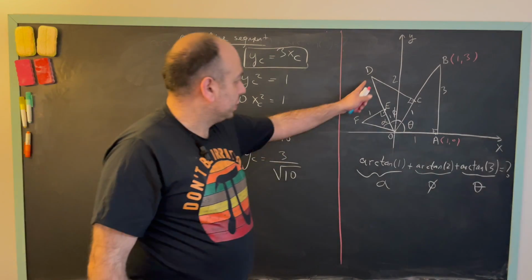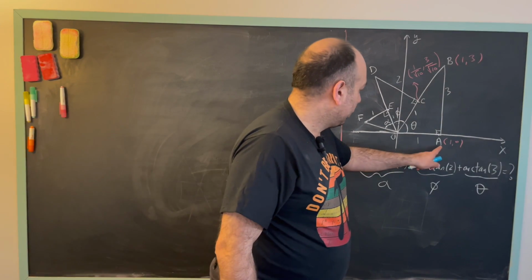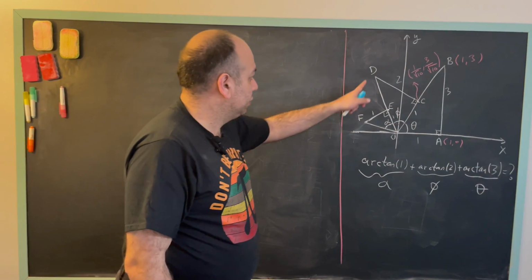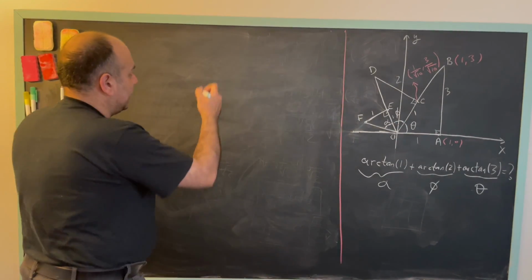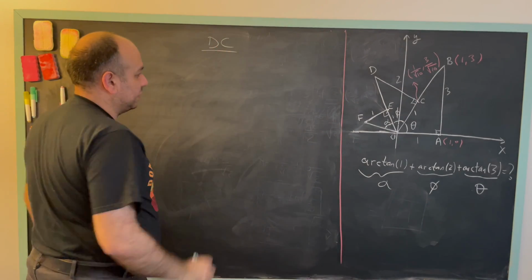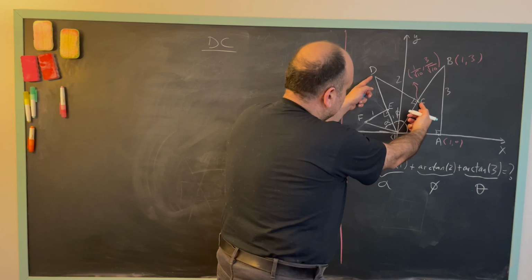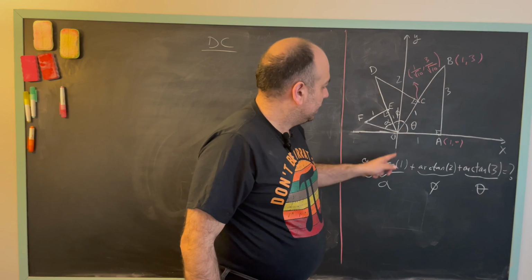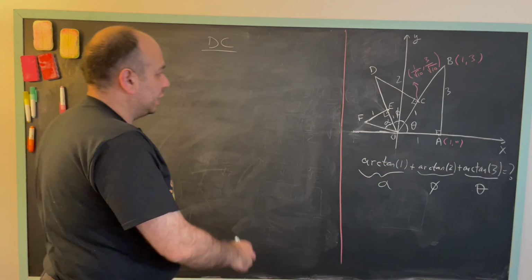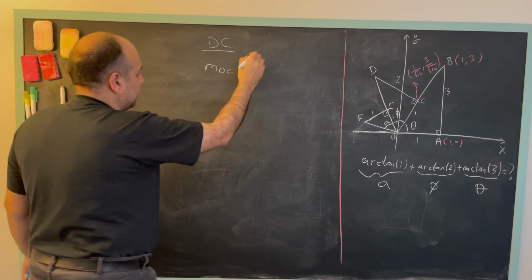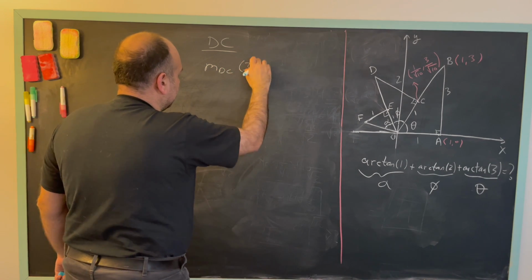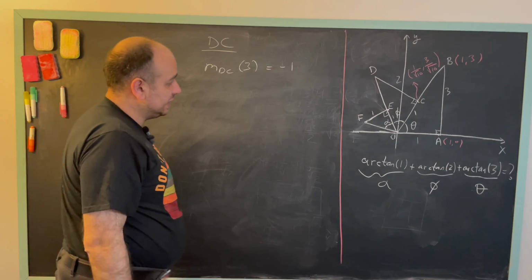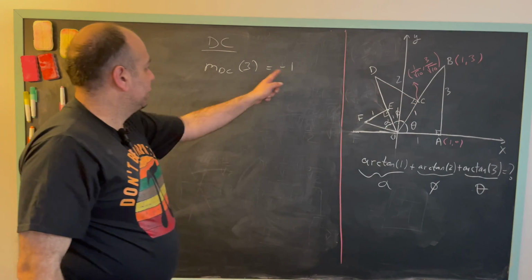Now we will move on to point D. So far we have found the coordinates of A, B, and the point C. So the next step is to find the coordinates of D. Before that, let's look at the DC line segment. We know that DC is perpendicular to OB, right? The slope of OB is 3, okay? So the slope of DC times the slope of OB, which is 3, must be equal to minus 1 because they are perpendicular to each other. So the slope of the DC line segment must be equal to minus 1 over 3.